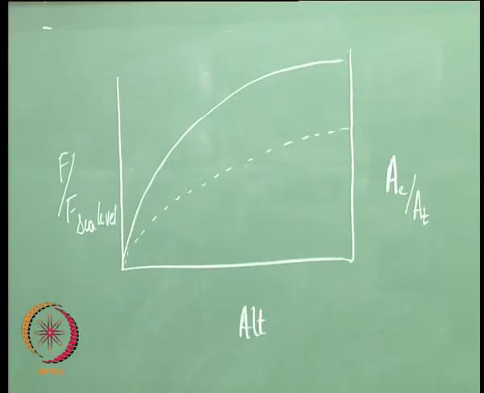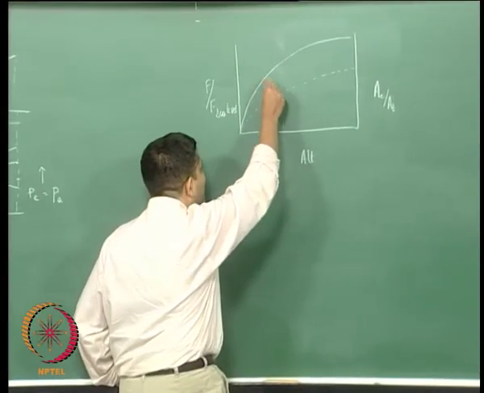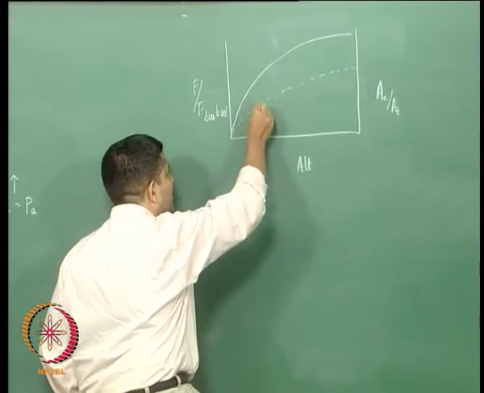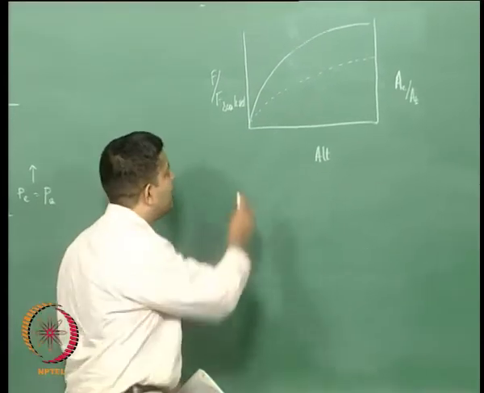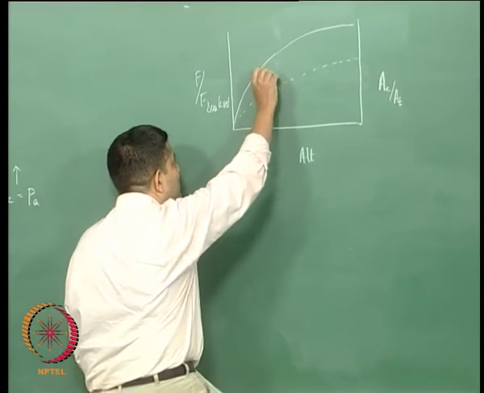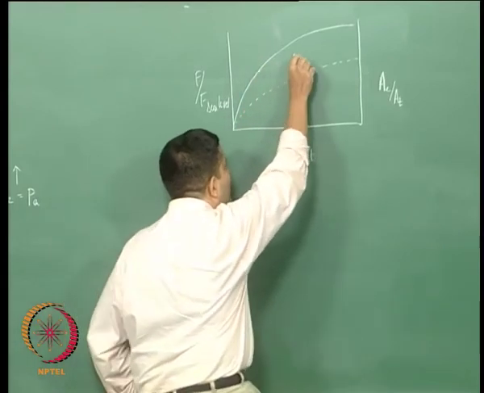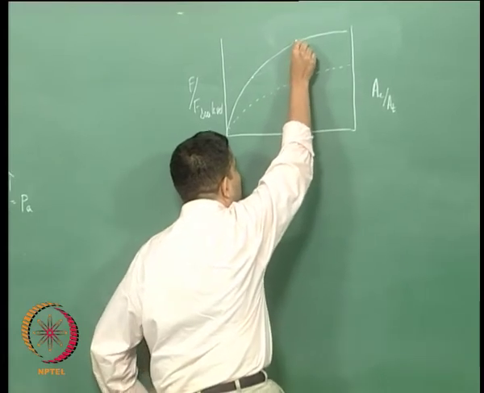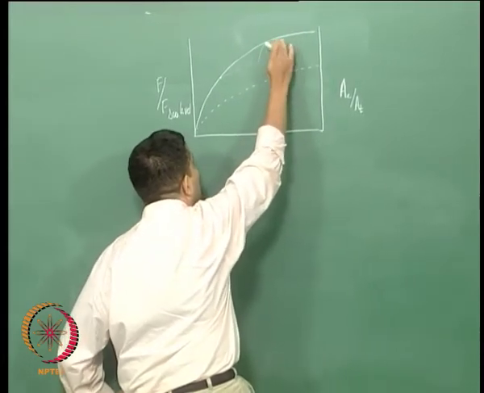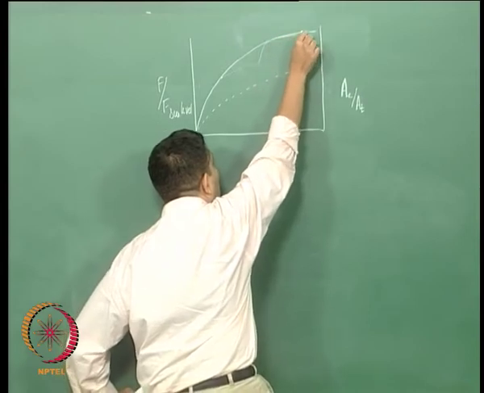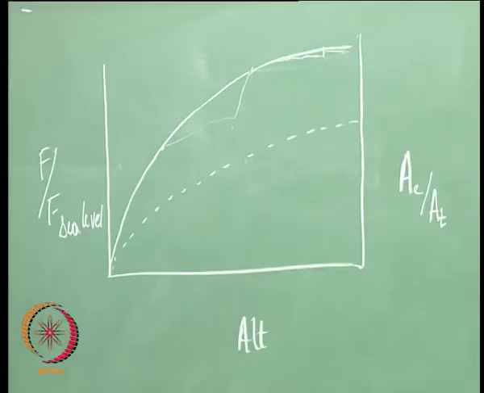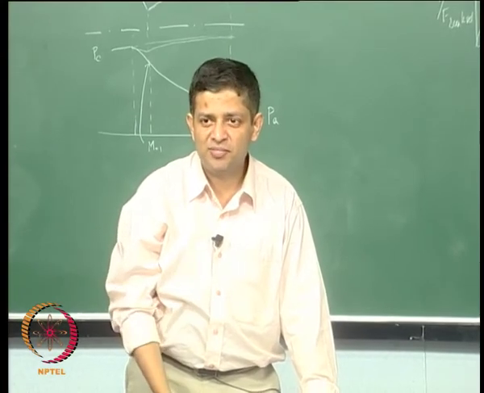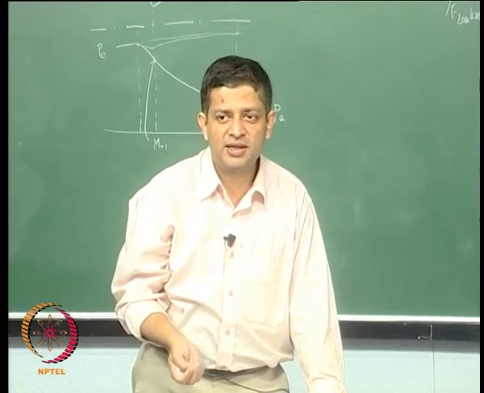If we do multi-staging, firstly it will be adapted at sea level, let us say, and you go to some altitude, then you make sure that it is adapted at that point. So it will probably go like this, and again if you separate that stage it will go in this fashion. So in a sense, we are trying to do the adaptive nozzle in stages. That is what we do in multi-staging.